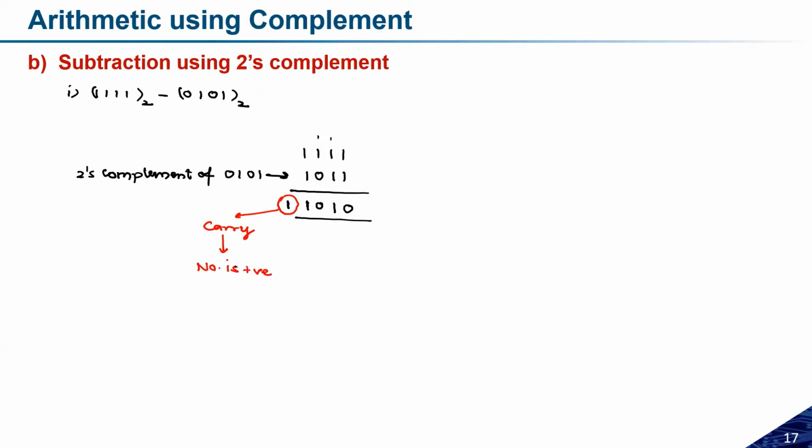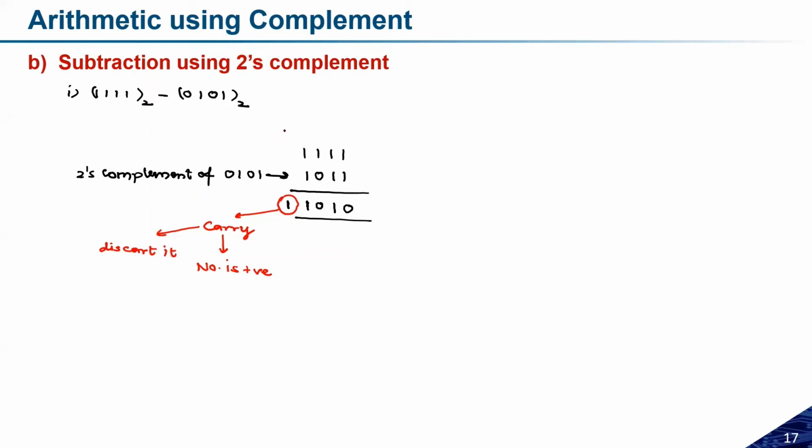After performing this 2's complement, if the carry is generated, then we can say that the number is positive. And what operation do I have to do? I have to discard this carry. I do not need to consider this carry. Once I have discarded it, the actual number will become 1 0 1 0, and this is how we can subtract the number.